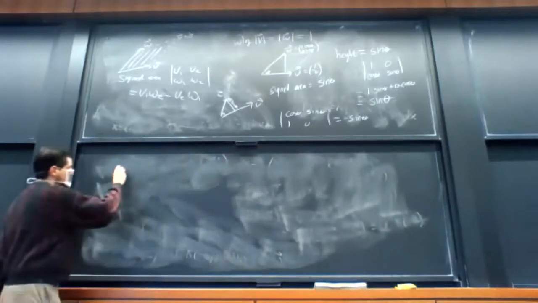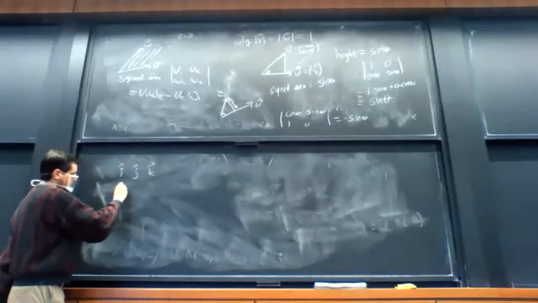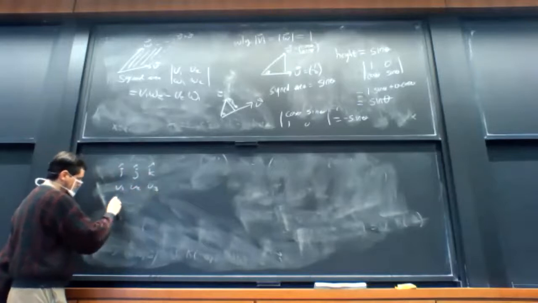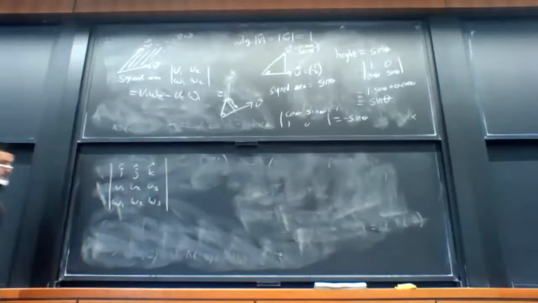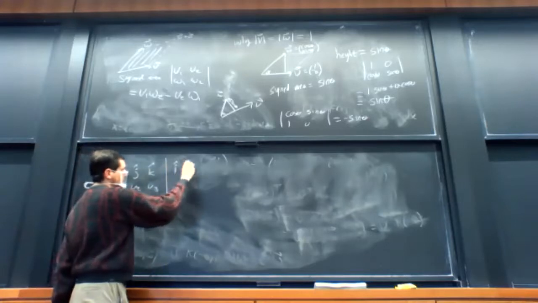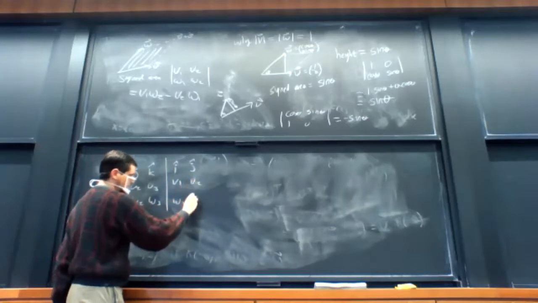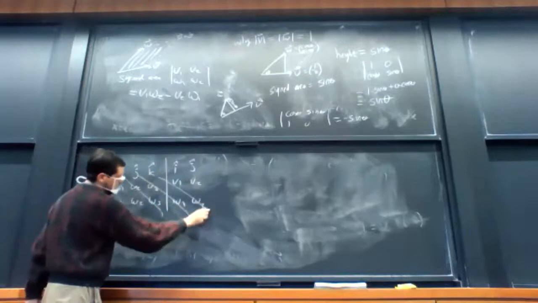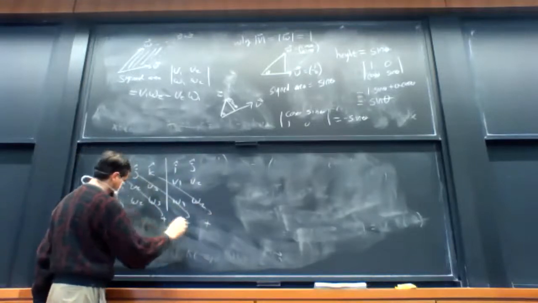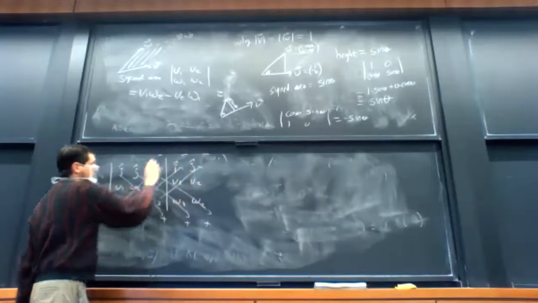And so i, j, k, p1, p2, p3, w1, w2, w3. The mnemonic to remember the cross product is you just write the first two columns again: i hat, j hat, p1, w1, p2, w2. And you have these ones all coming in with a plus sign, and these ones all coming in with a minus sign.